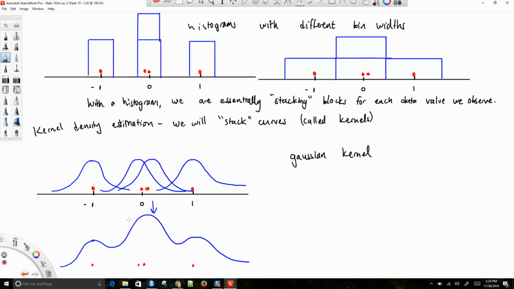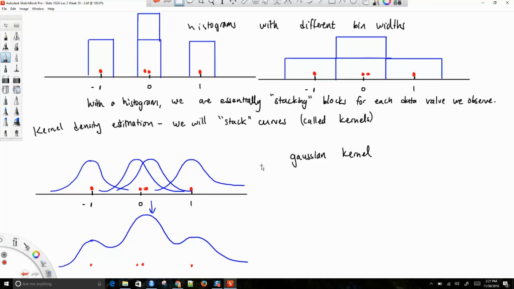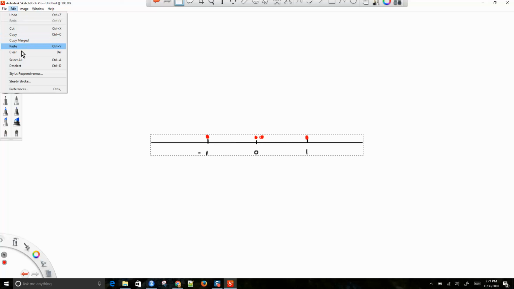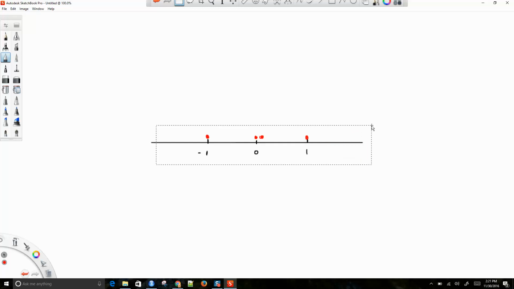Now, let me take this, Control C, and let me try a new page. What's going on here? Oh man, my keyboard is broken. I don't know what's going on. Something funny is going on.